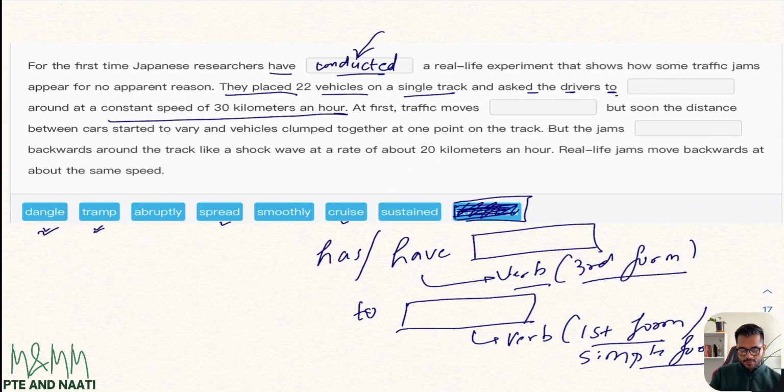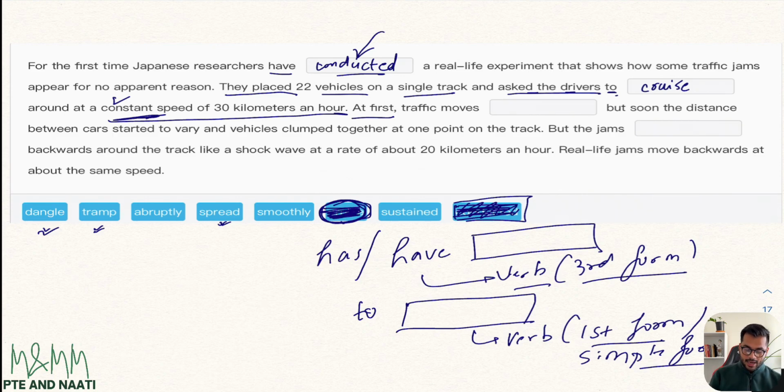Out of dangle, tramp, spread, and cruise, they've already given me the exact same word, which is cruise. So that is why cruise is going to be my correct answer. Ask the drivers to cruise around at a constant, which means steady, speed of 30 kilometers an hour. Next one, at first. So again, I'll just eliminate that option because that one has already been used.